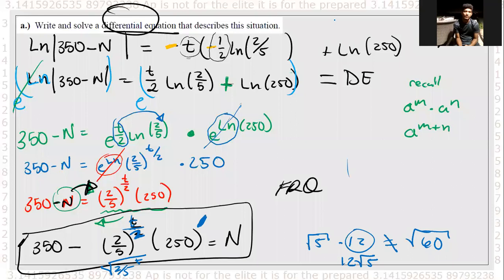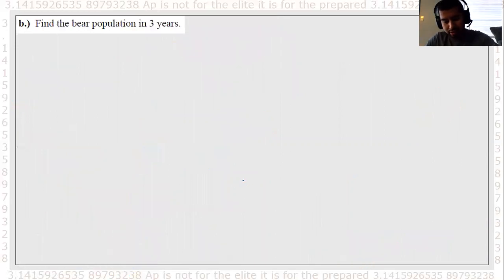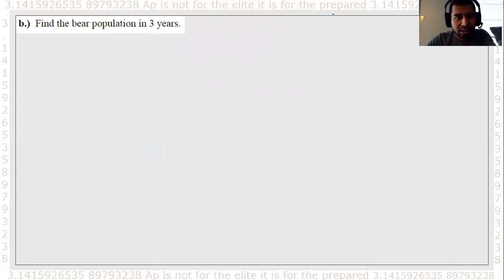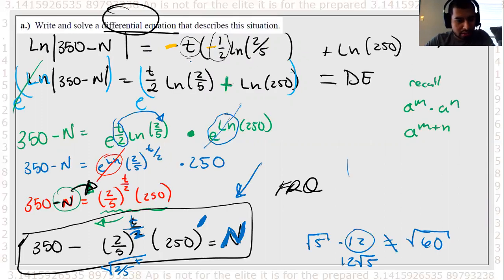Also, isn't t equals 3? Yes, that's on the next part. This is just how to solve for n. If you wanted to model how many bears there are in 1 year, 2 years, 3 years, whatever the case may be, you could do this. The next part of the question says how many bears are there in 3 years.